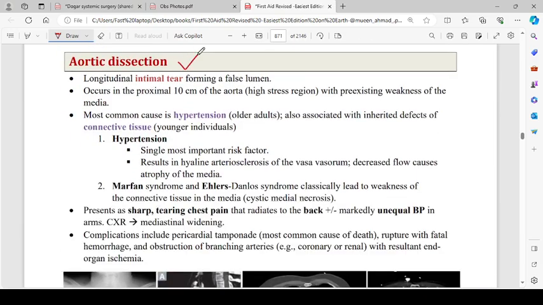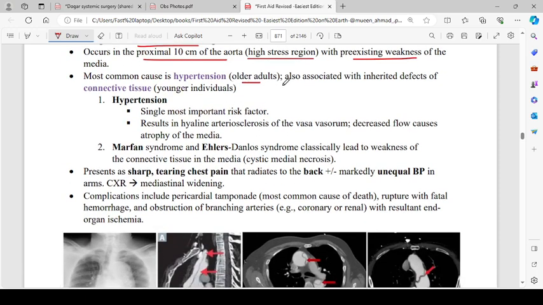Then we have aortic dissection, a longitudinal intimal tear forming a false lumen. It occurs in the proximal 10 cm of the aorta, that is a high stress region, with pre-existing weakness of the media. Most common cause is hypertension. In older adults, it is also associated with the inherited defects of the connective tissue. In younger individuals, hypertension is the single most important risk factor.